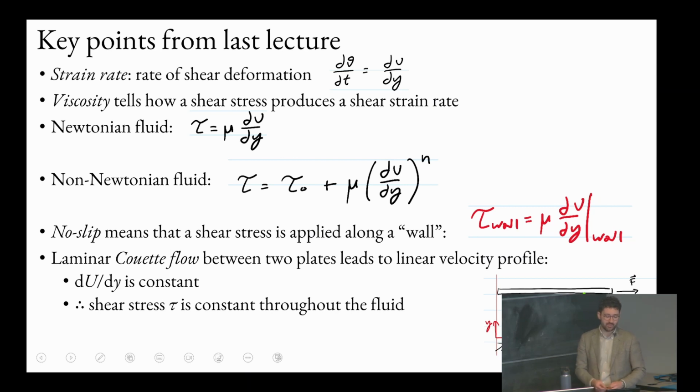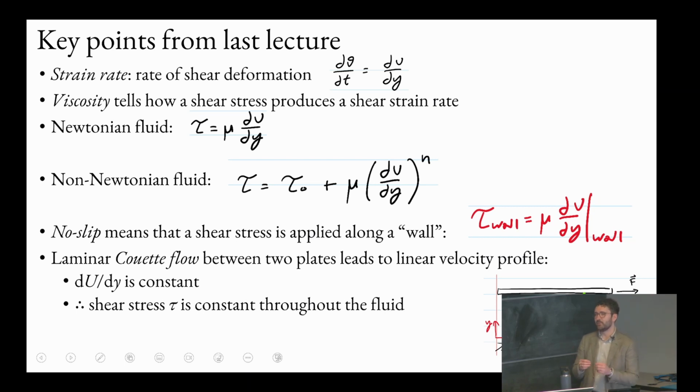This produces very important effects at walls. I've put "wall" in quotes there. A wall in fluid mechanics just means a solid surface. When you're analyzing a fluid, a wall is something that fluid sticks to. In the case we did last time, Couette flow between two plates, both of those plates would be considered walls, and one of the walls is moving. So the no-slip condition creates shear stress on the wall.